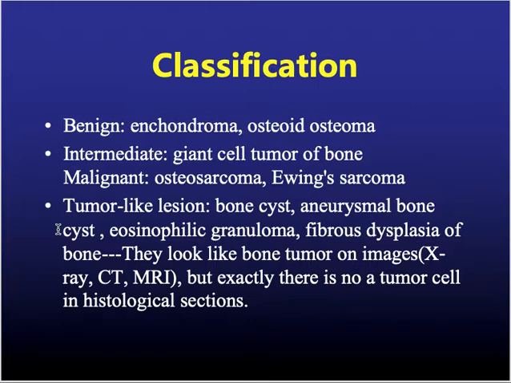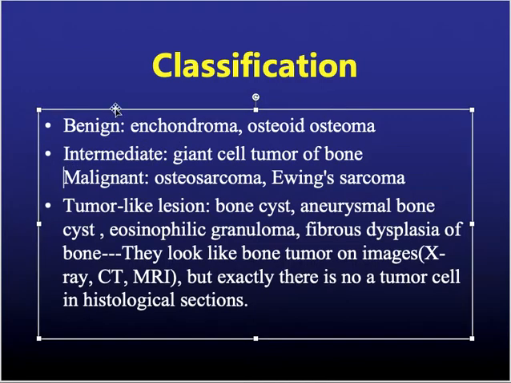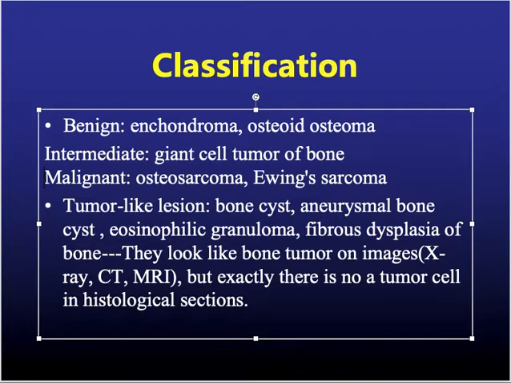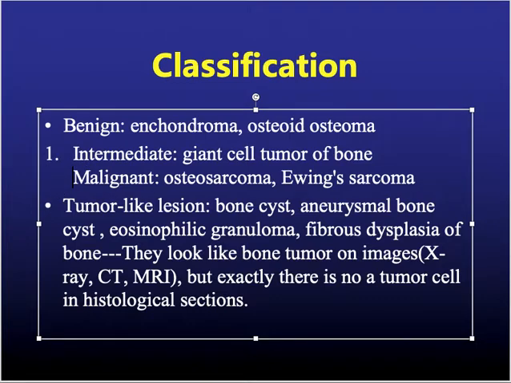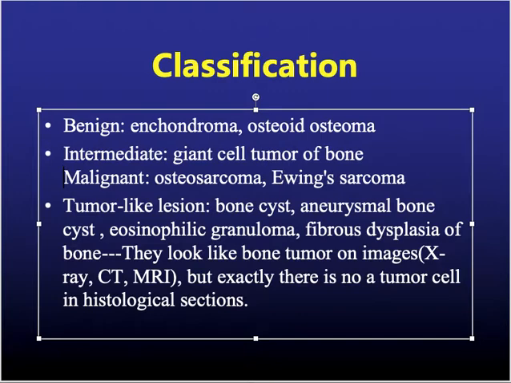So when we talk about the classification and we are classifying the primary tumors, they could be benign, intermediate, and malignant. Sorry, there is no pointer over here, so I think I must put a pointer over here. Okay, anyhow, let's see. So there is benign, enchondroma, osteoid osteoma, intermediate, giant cell tumor of bone, and malignant, right?